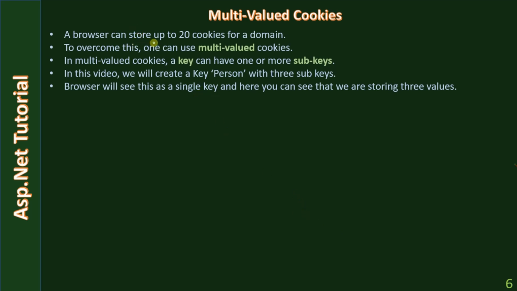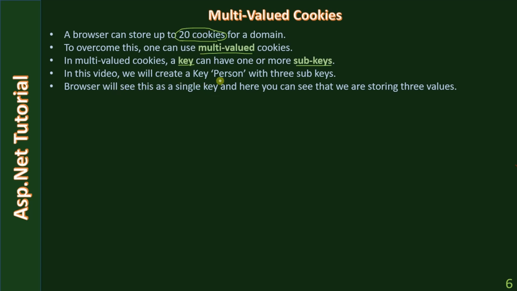A browser can store up to 20 cookies for a domain. To overcome this, one can use multi-valued cookies. In a multi-valued cookie, a key can have one or more subkeys, right? So this way we can overcome this limitation of 20 keys.